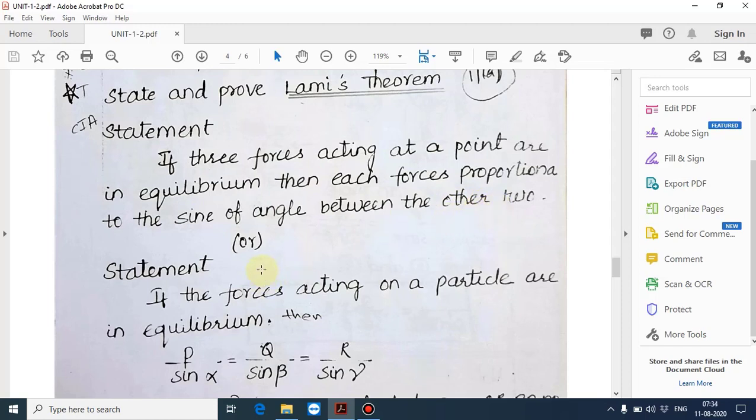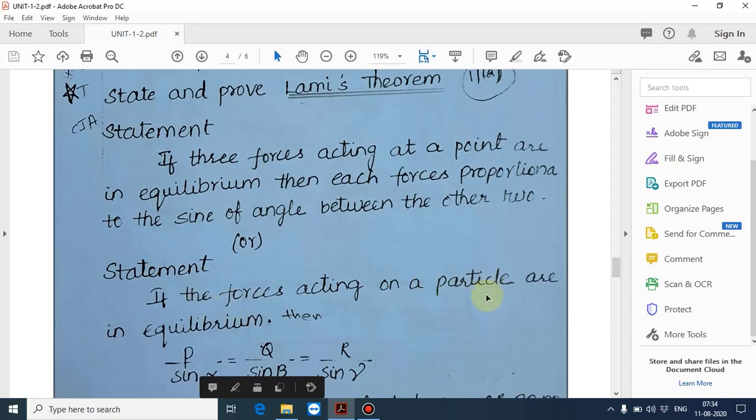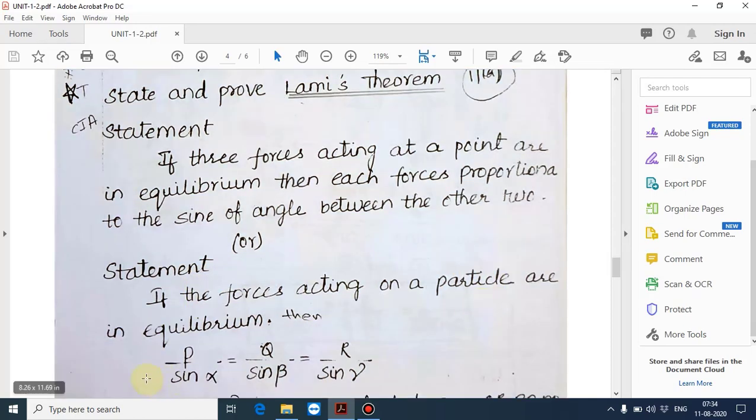Next statement, they will ask us this also. You can write this one. This statement you can understand easily. If three forces P, Q, R acting on a particle are in equilibrium, then P by sin alpha is equal to Q by sin beta is equal to R by sin gamma, where alpha, beta, gamma are the angles between QR, RP and PQ respectively. That only we have to prove. That is Lami's theorem.